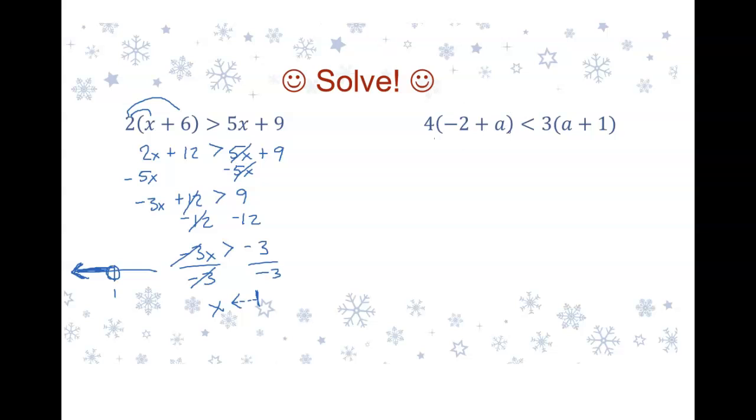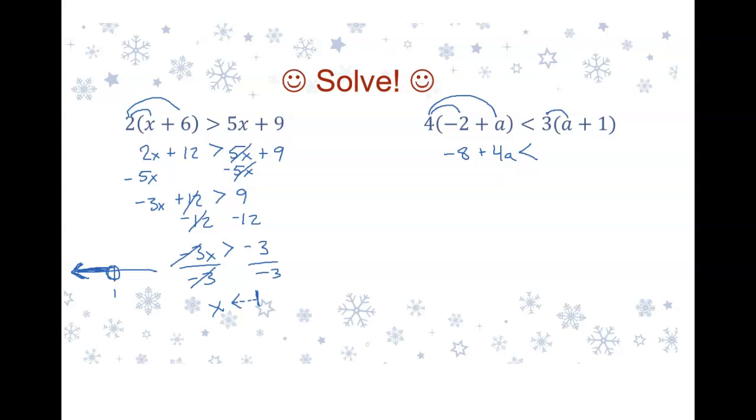All right, so we have parentheses and parentheses. We know that we need to distribute when we see parentheses. So I'm going to take the 4 through these parentheses. 4 times negative 2 is negative 8. 4 times a is going to be 4a. Distribution doesn't flip our sign.